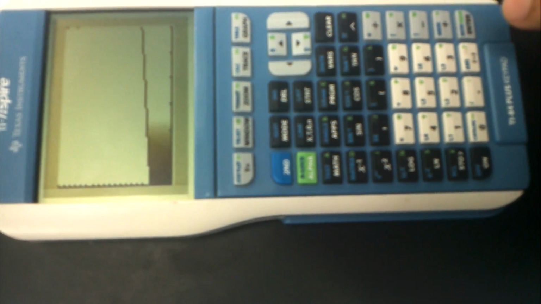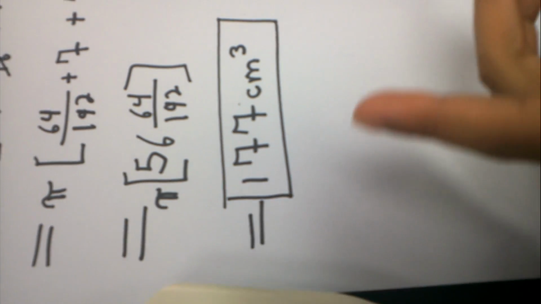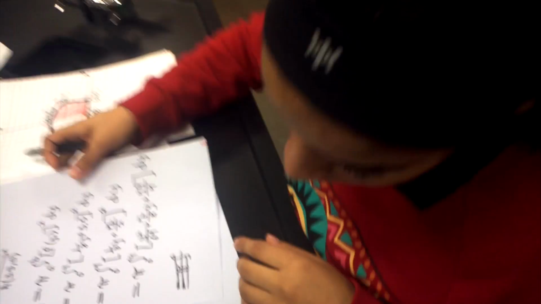Click enter. The answer you get is 176.9. And if you round that 9, then you get 177. And that is my final answer, 177 centimeters cubed. And that is how I prove myself right in this.